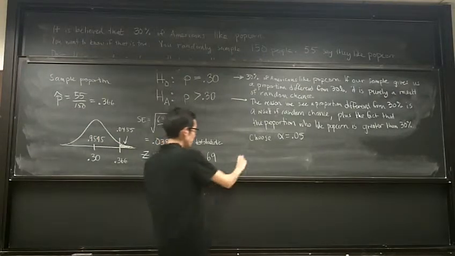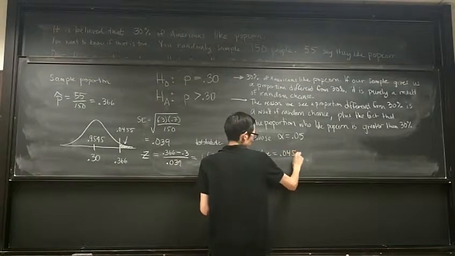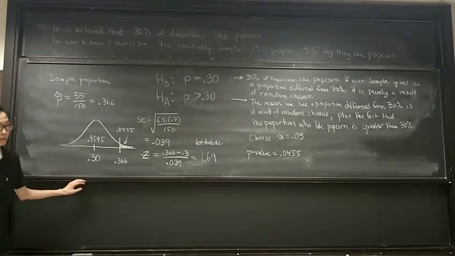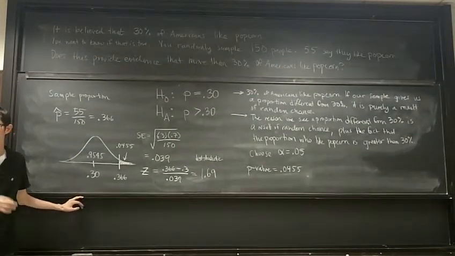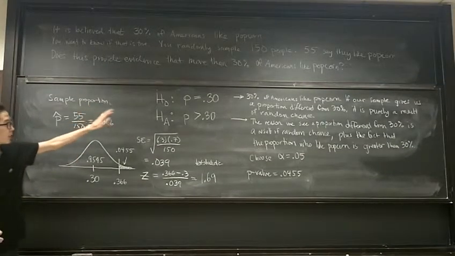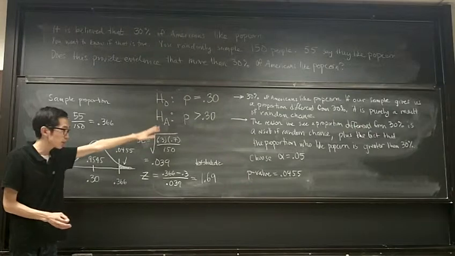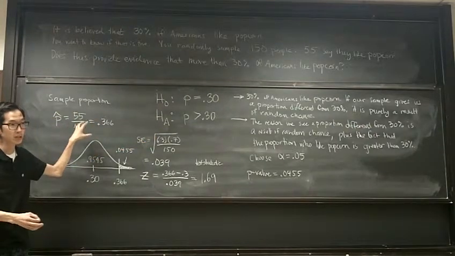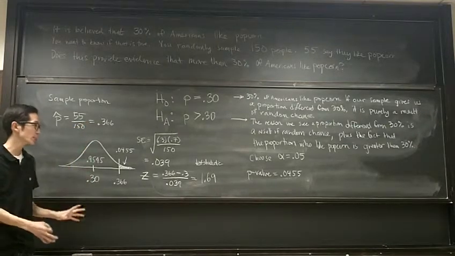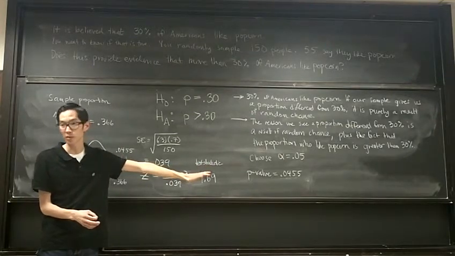So my p-value is equal to 0.0455. Is this okay with everyone? What is the p-value? It's the probability of observing your data or something more extreme if the null hypothesis were true. So if truly only 30% of Americans like popcorn, the probability that I select 150 random people and see 36.6% of them liking popcorn in this sample, just by random chance, is about 4.5%.